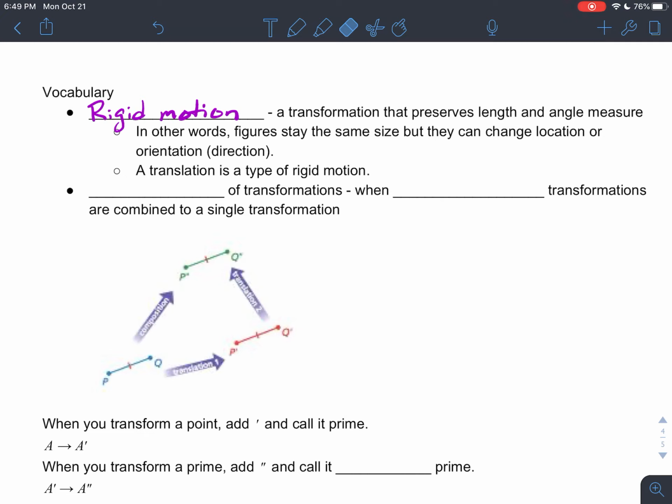And then motion means to move. So a rigid motion is a transformation that preserves the length and angle measure, so nothing's bending or stretching, staying the same size and the same shape, but it can move around and change location. You can turn it and it'll change direction. You just can't stretch it or bend it or twist it. Okay. So a translation, because it just slides things around, it just changes the location, not the size or shape. A translation is a type of rigid motion.